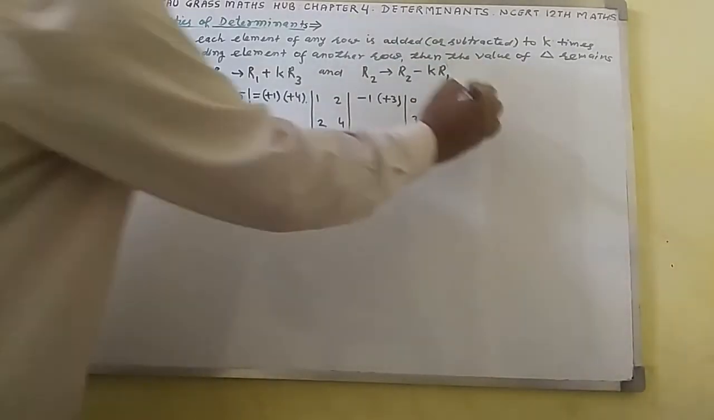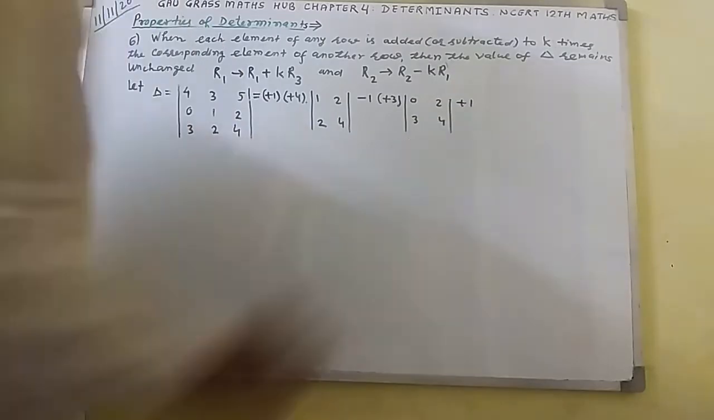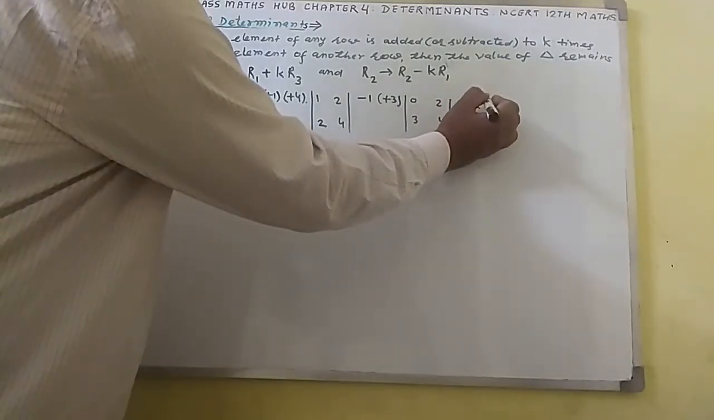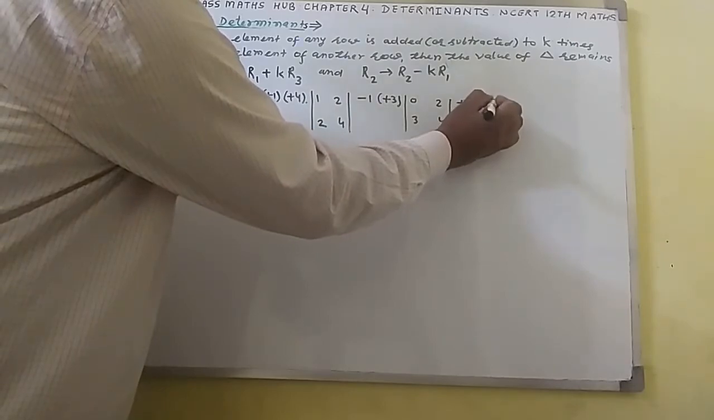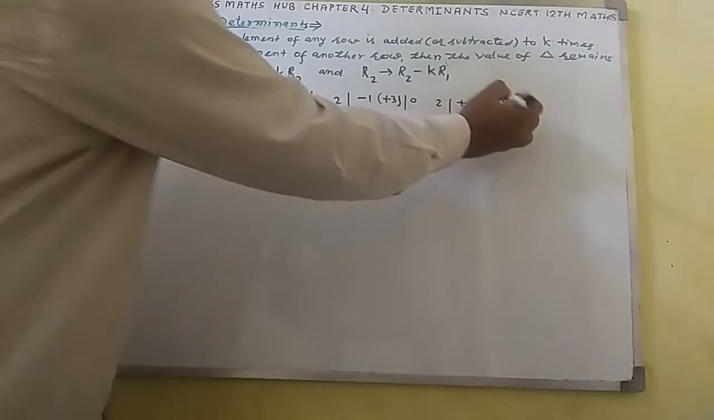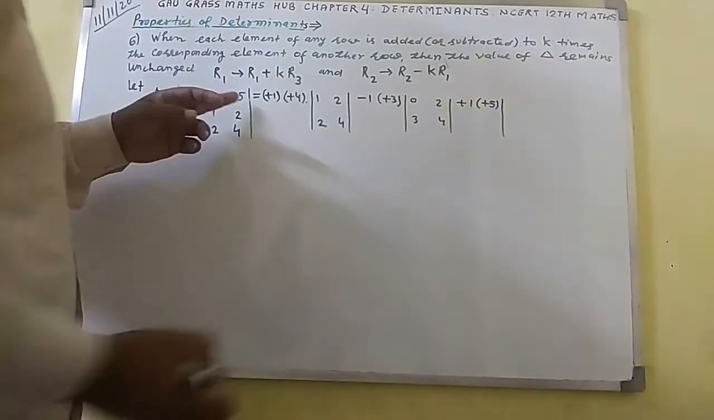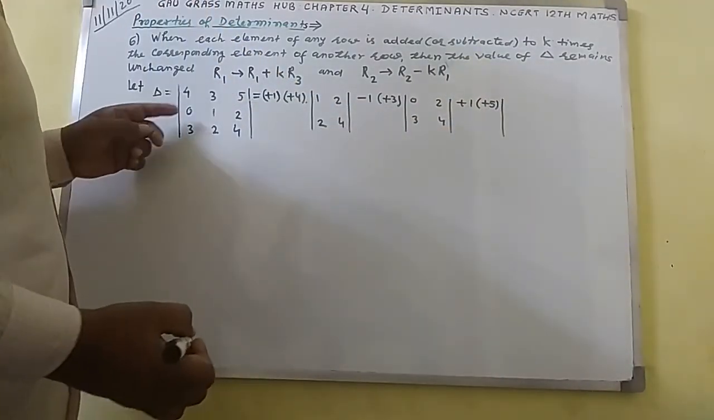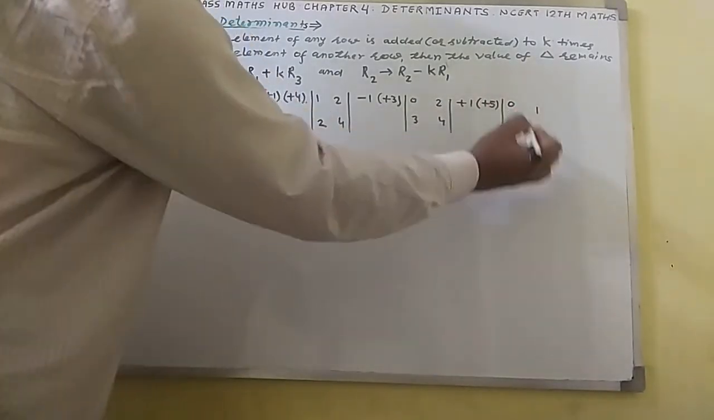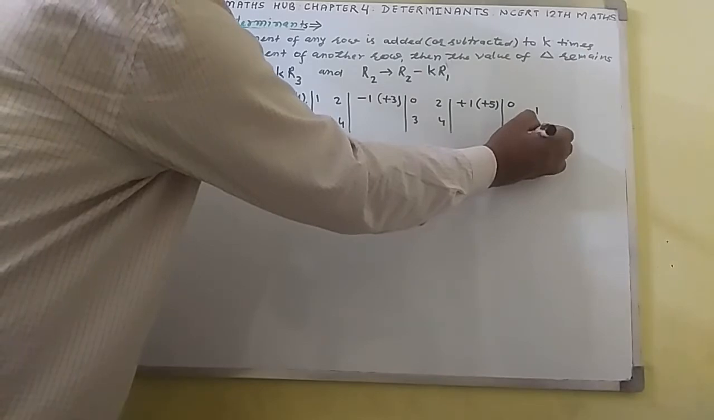Here write plus 1, a constant. After that a multiplication sign will be there. Write here plus 5. Now get the minor of plus 5. Here the minor of plus 5 will be 0, 1, 3, 2.